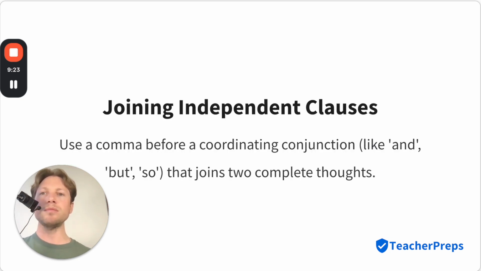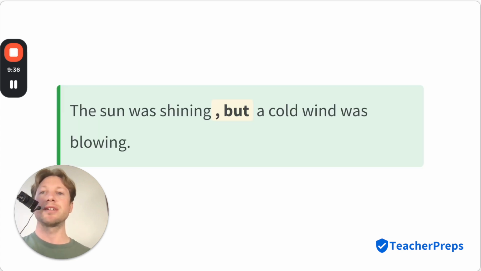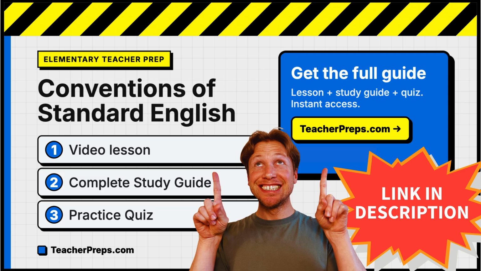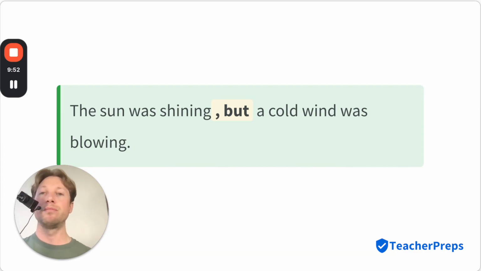Third, we also use a comma when joining two independent clauses, or two complete thoughts. The comma goes right before the coordinating conjunction. So again, let's take a look at a nice example. This reads, the sun was shining, but a cold wind was blowing. One more time, the sun was shining, comma, but a cold wind was blowing. We have two complete sentences joined by a comma and then but.